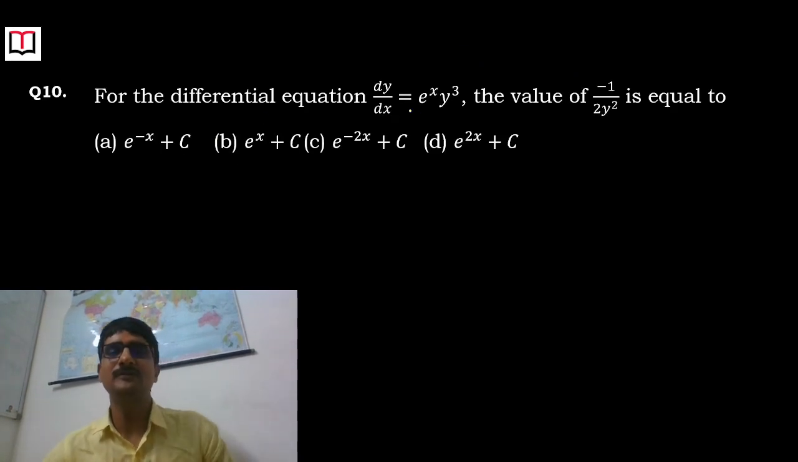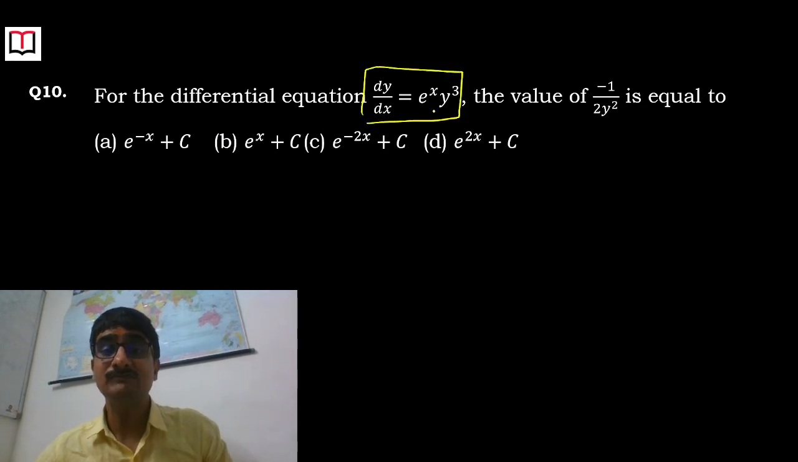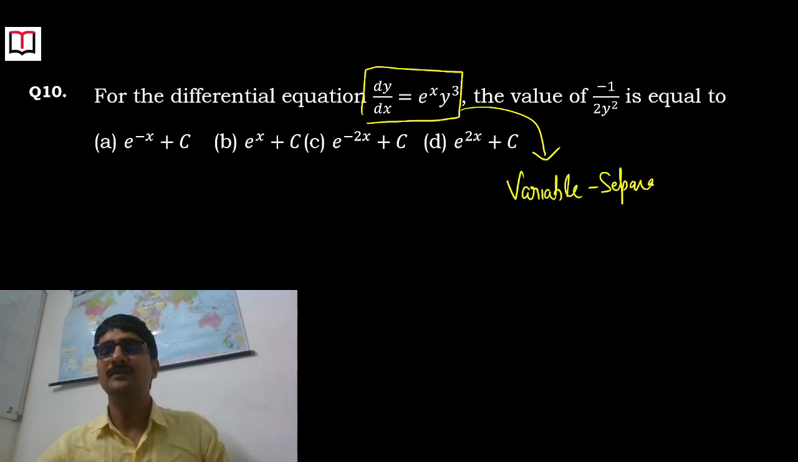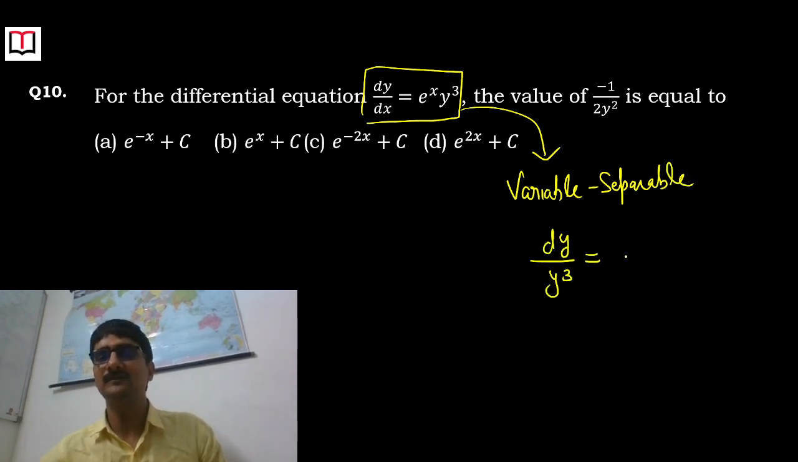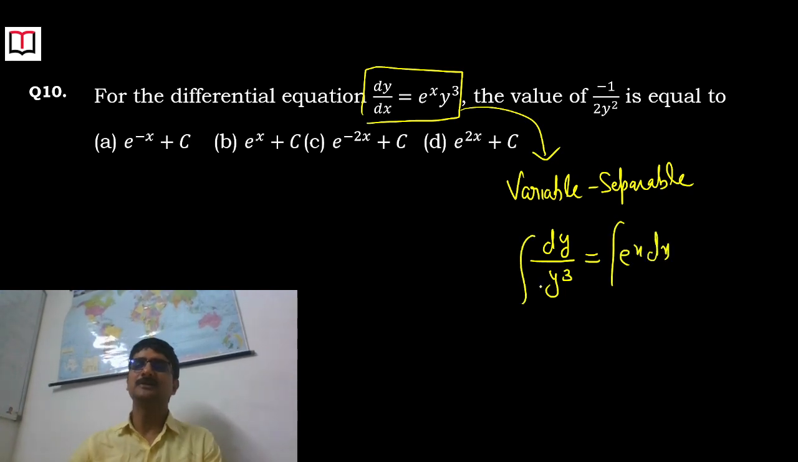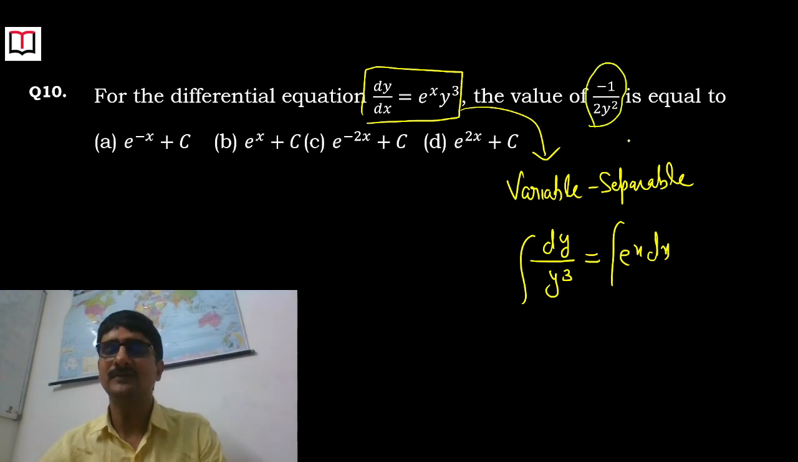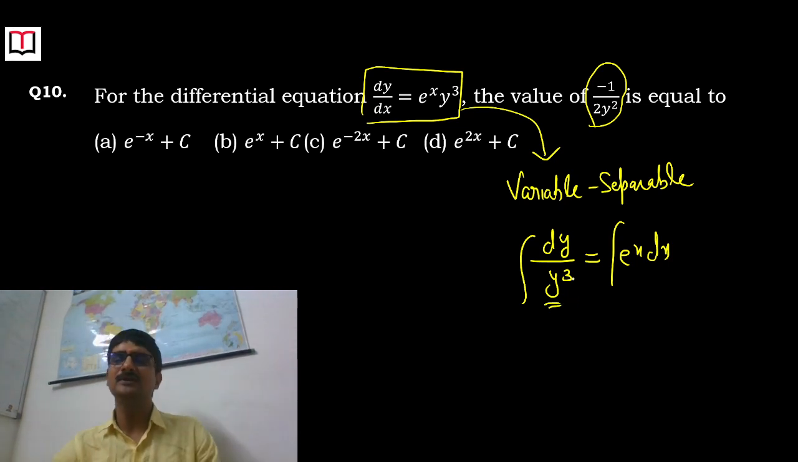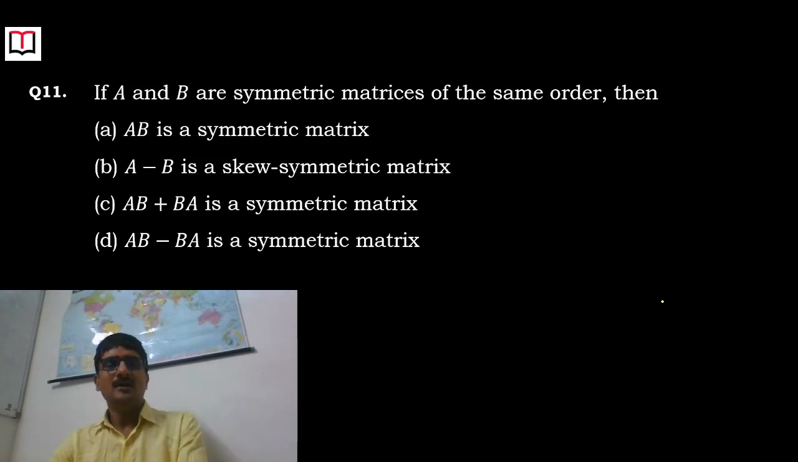Moving to the 10th one, for the differential equation, which form of differential equation is it? Isn't that variable separable form, bachcho? So that's our variable separable form, where I will write dy by y cube, separating the variables, and e raised power x dx, and nothing more than that. So we can easily integrate. Okay, the value of minus 1 by 2y squared, that you can integrate, because that's what you are going to get here. Its integral will be minus 1 by 2y squared, which is going to be e raised power x plus c, isn't that?